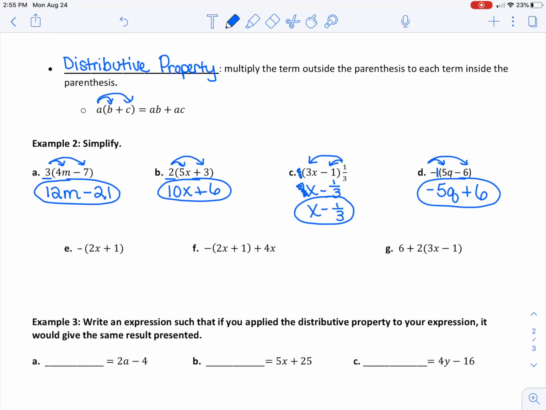Okay, with part E, it's very, very similar. It still has that negative out front, but really there's that -1. And we're going to go ahead and multiply everything by -1, which again, if you notice, it's just going to change everything inside. It's going to change the sign. So -1 times 2x is going to give me -2x. And -1 times 1 is going to give me a -1. Again, no like terms here, so that's my final answer.